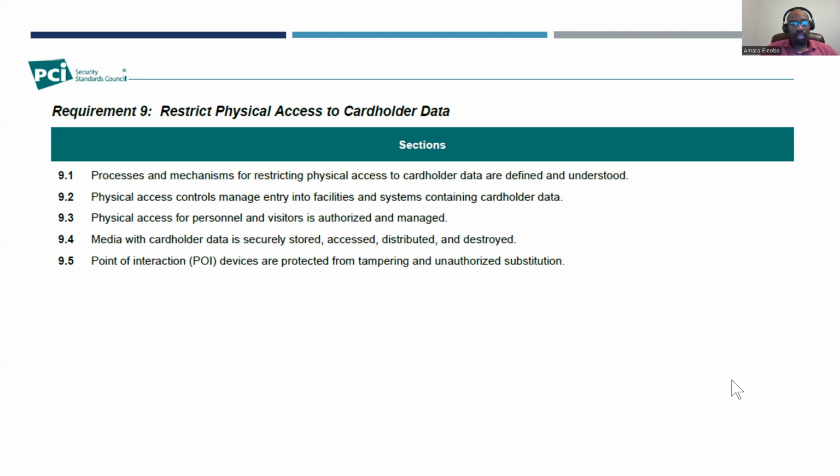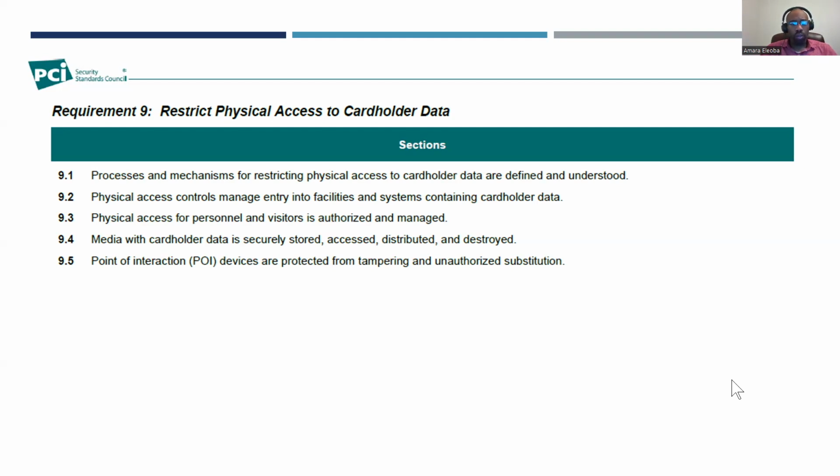9.3, physical access for personnel and visitors is authorized and managed. What this means is that you need to know the difference between personnel working in the company and a visitor. That's why you see some organizations with a different badge color for visitors, or a different color badge for the people working in that organization. So we want to make sure that it's managed properly and they are authorized. You don't want someone just walking into your building and having access to sensitive areas.